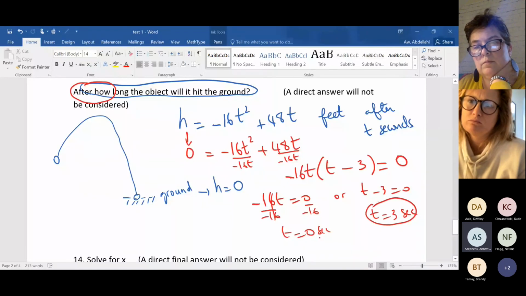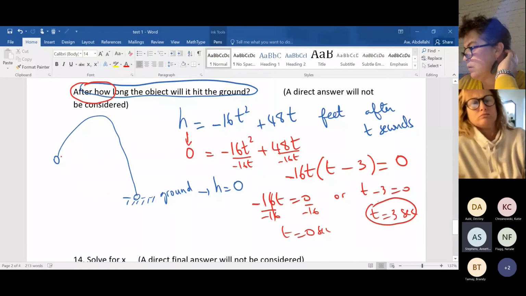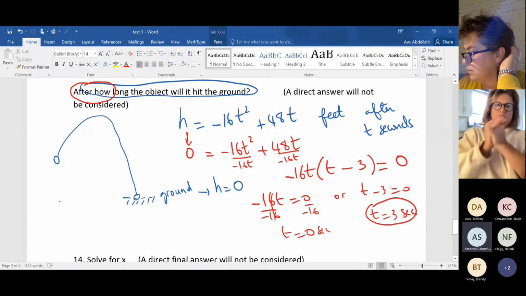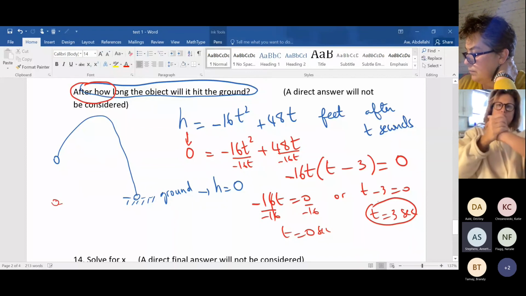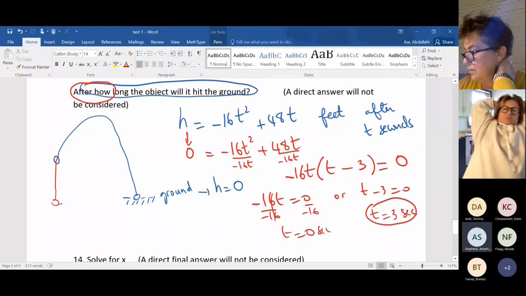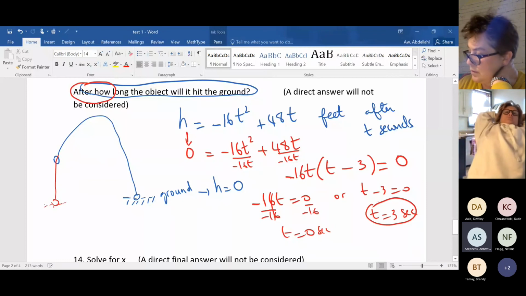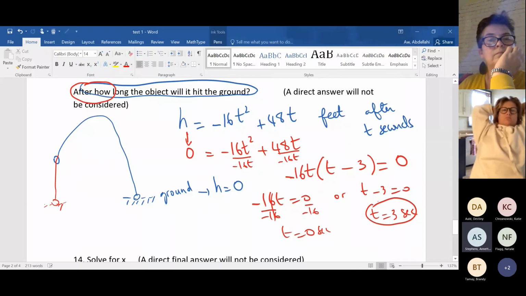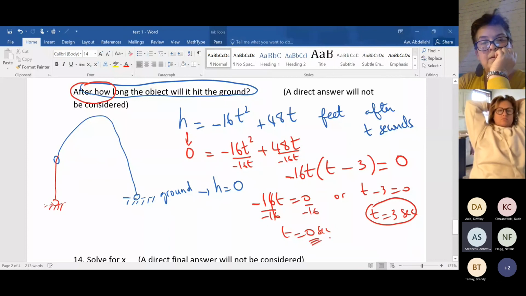This 0 right here would correspond to the fact the object was launched from the ground, you see. If the object is launched from the ground, the height is 0 before the launch, right? This is where the 0 comes from, okay?